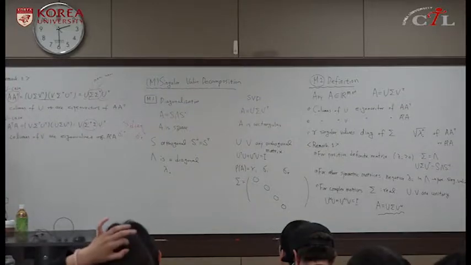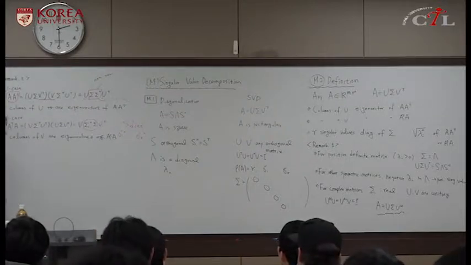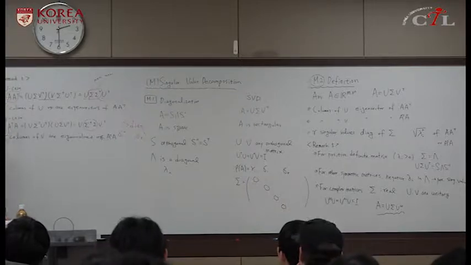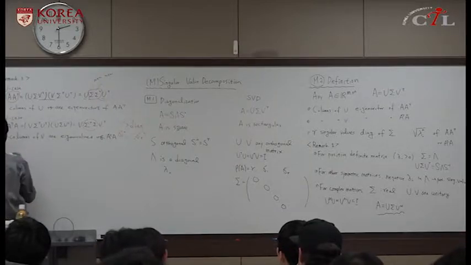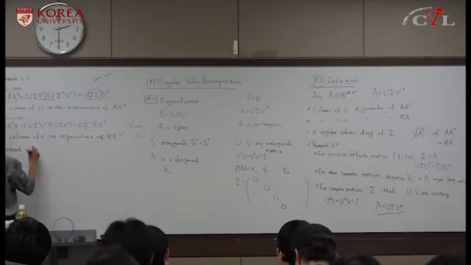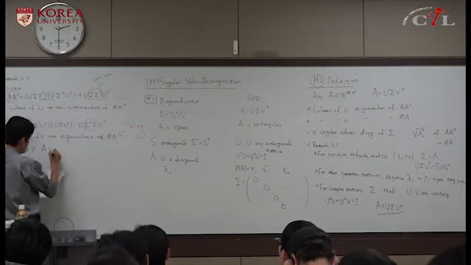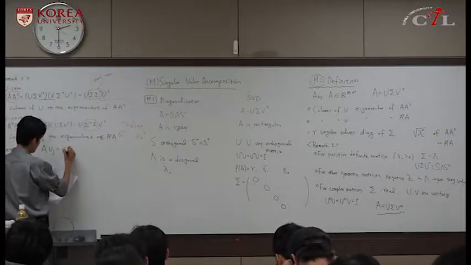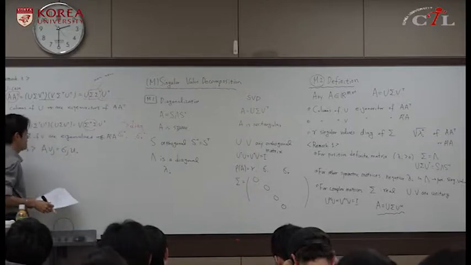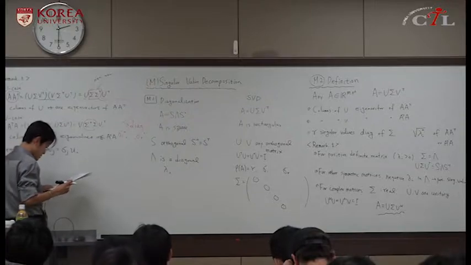Then, do U and V have other specific relationships too? The answer is, of course, they also have a relationship. Here, U and A have a relationship, V and A have a relationship, and U and V also have a relationship. That's remark 3. U and A have a specific relationship: A Vj equals sigma j Uj.